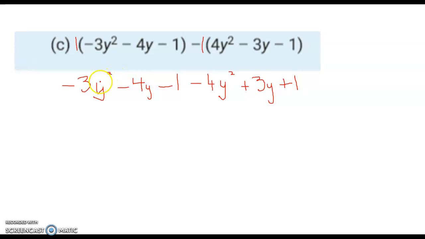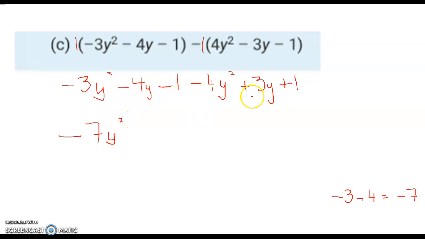Now you've got y squareds, y's, and numbers. So let's start off with the y squared. You've got a minus 3y squared minus 4y squared. That's basically like saying minus 3 minus 4, and your signs are the same. Add numbers, keep sign. Add numbers, you get 7. Keep sign, minus. So that's going to turn out to be minus 7y squared.